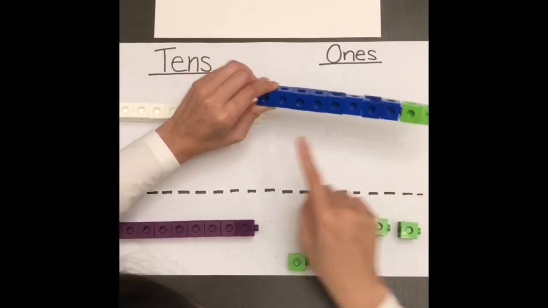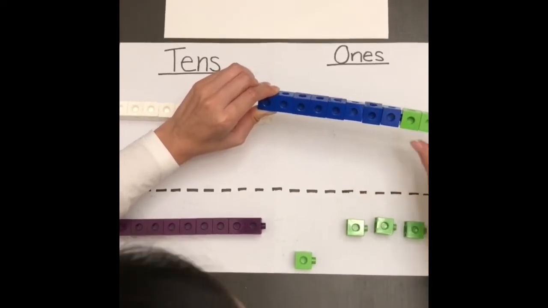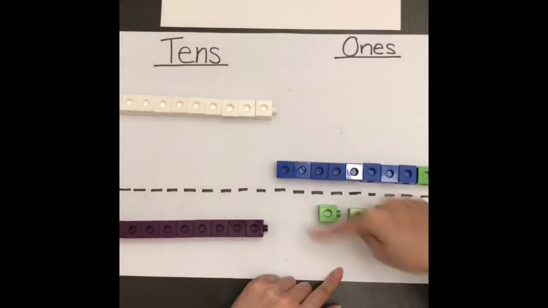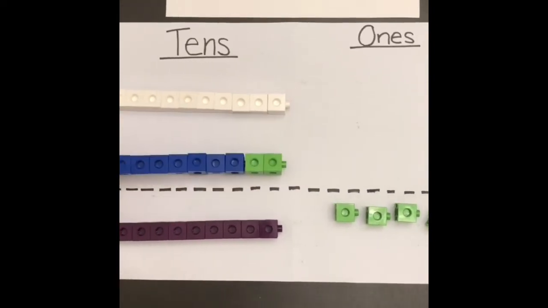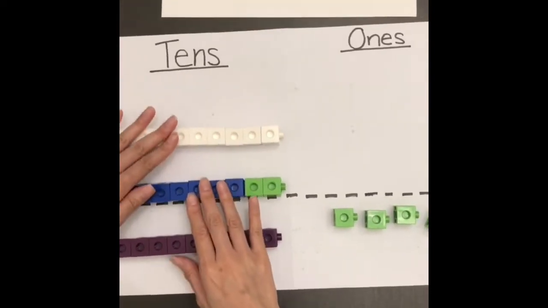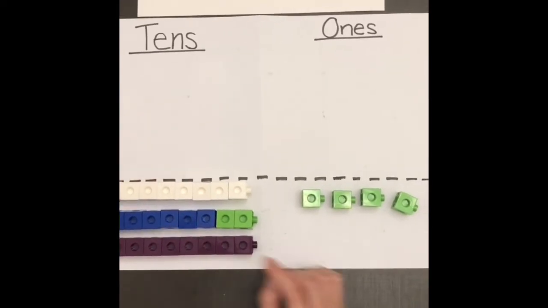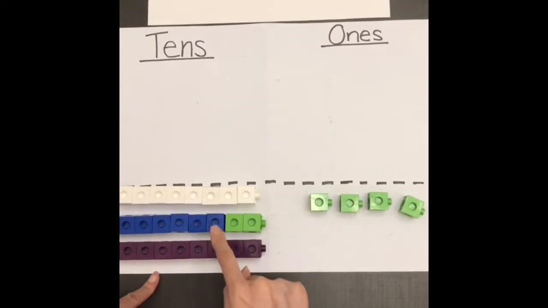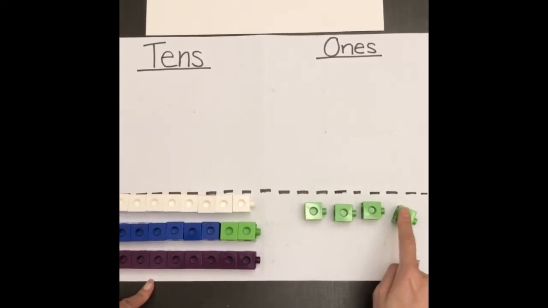So now I have 1, 2, 3, 4, 5, 6, 7, 8, 9, 10, friends of 10, in the ones house, but we know that in the ones house we can't have 2 digits. So I'm going to have to move the 10 stick over to the 10s house, group it together, and I know that 18 plus 16 would equal 10, 20, 30, 31, 32, 33, 34.